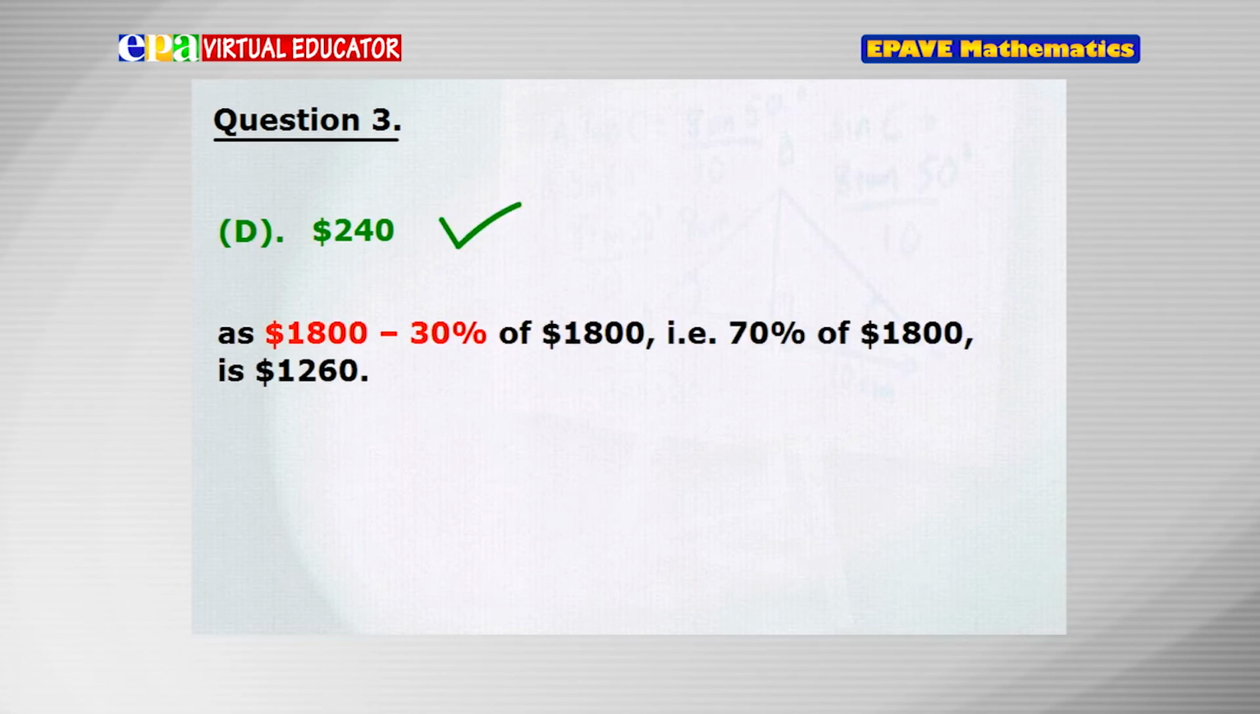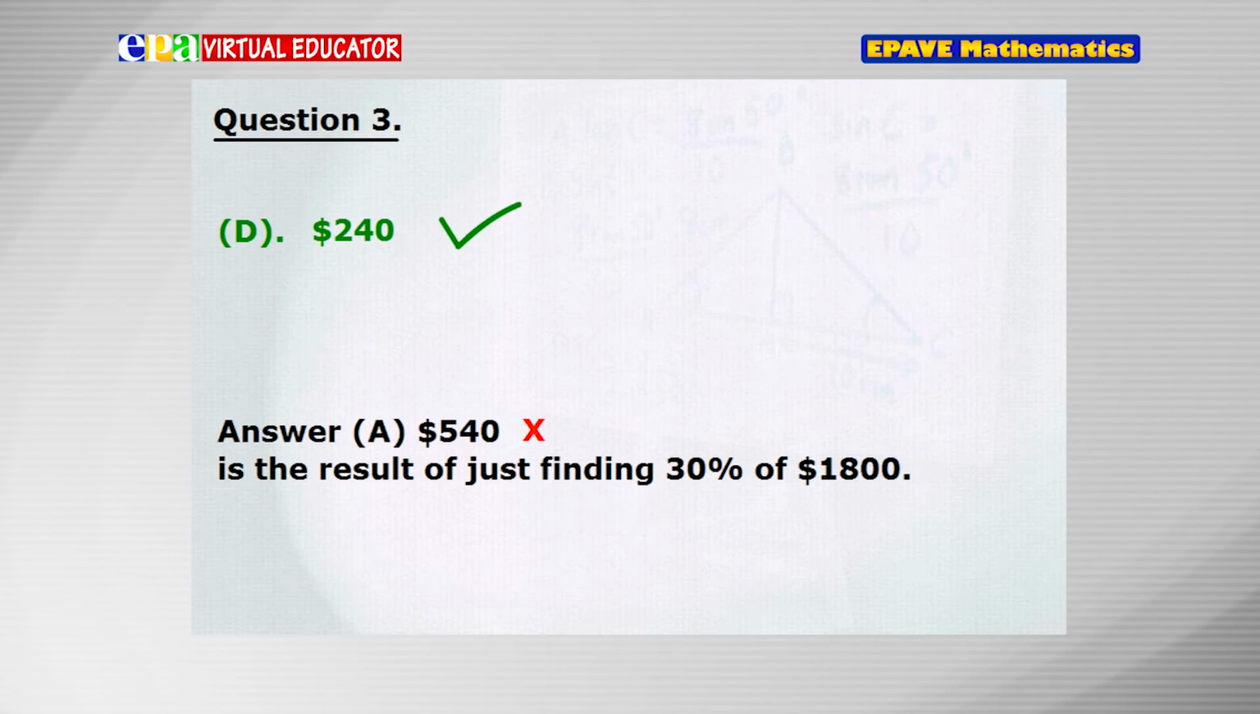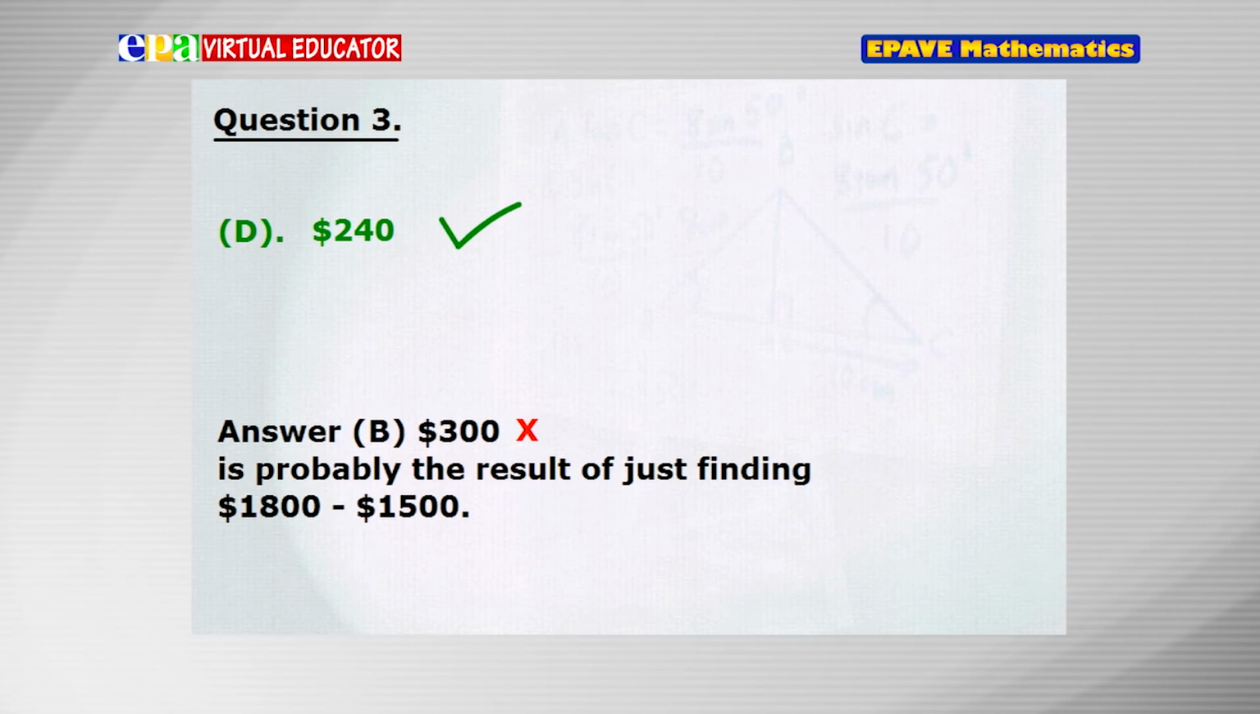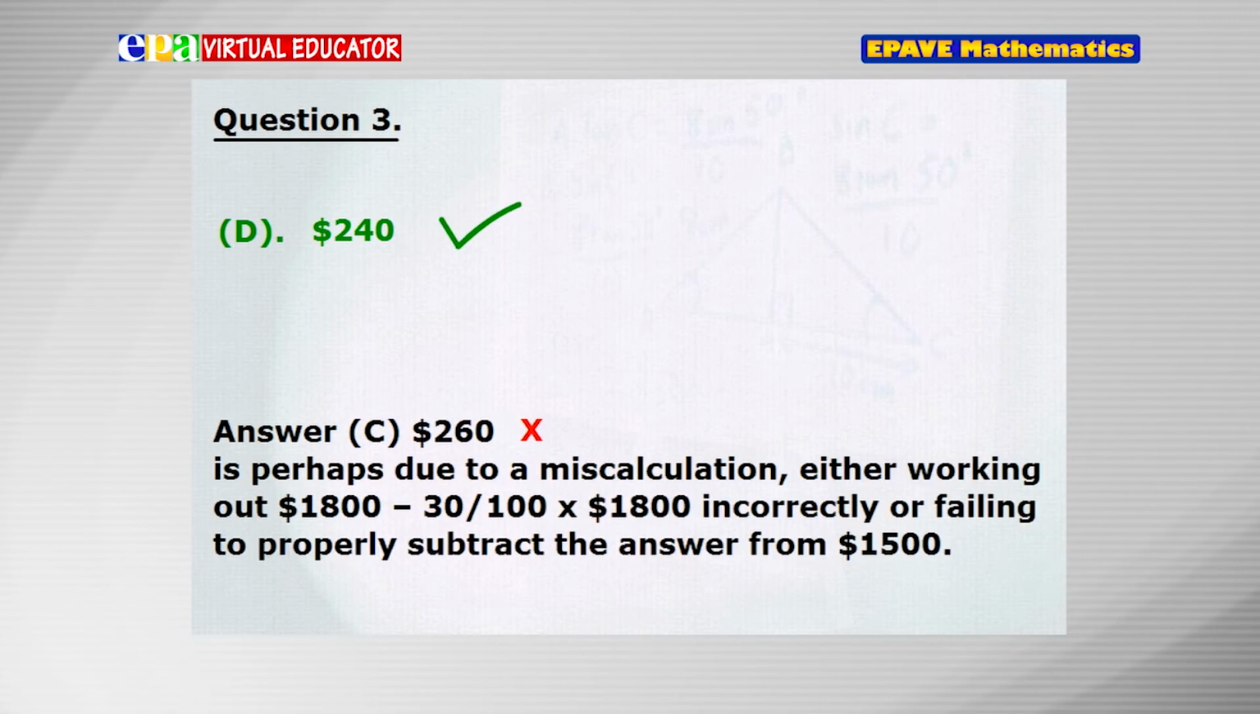The correct response to question 3 is D, as $1,800 minus 30% of $1,800, that is 70% of $1,800, is $1,260. Answer A is the result of just finding 30% of $1,800. Answer B is probably the result of just finding $1,800 minus $1,500. Answer C is perhaps due to a miscalculation, either working out $1,800 minus 30 divided by 100 multiplied by $1,800 incorrectly, or failing to properly subtract the answer from $1,500.